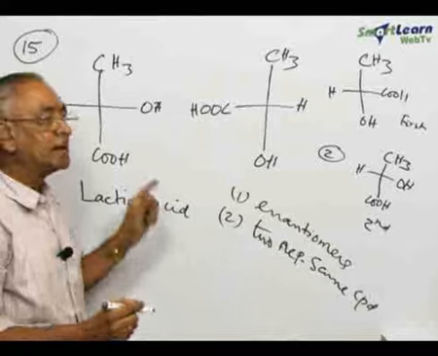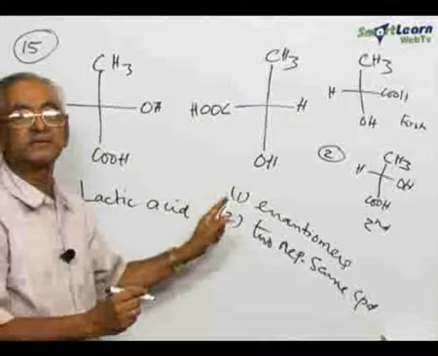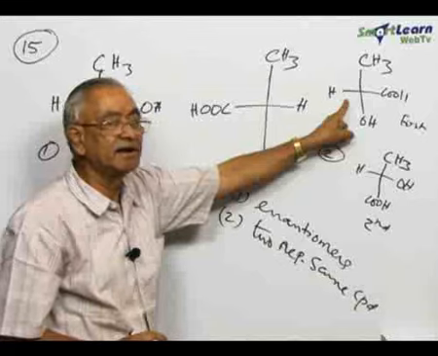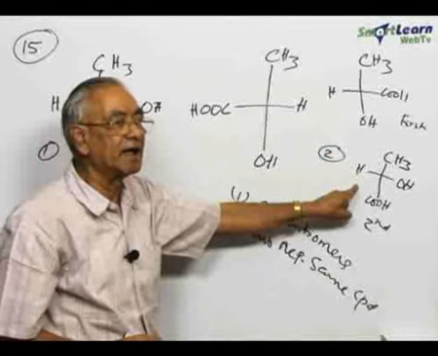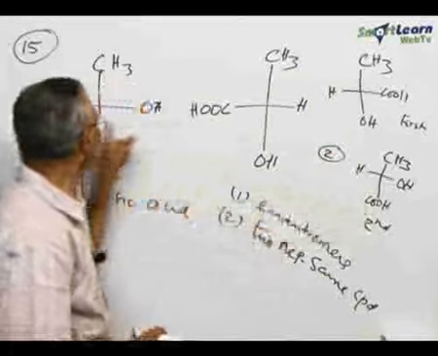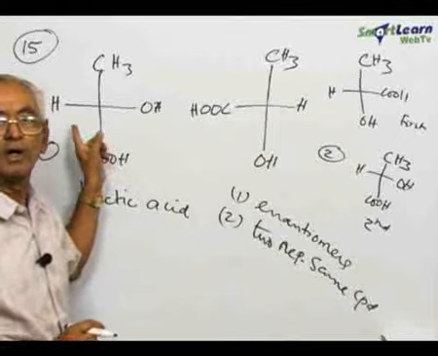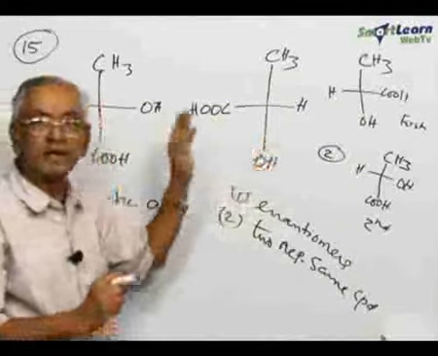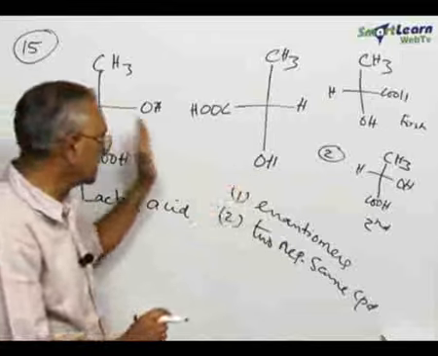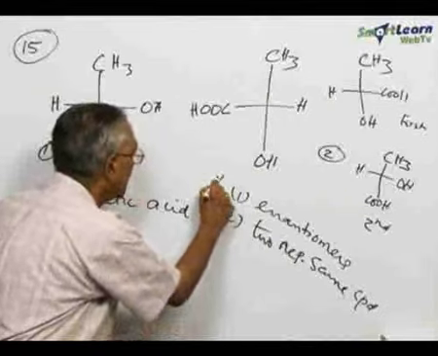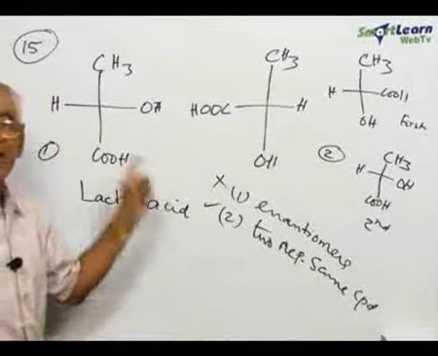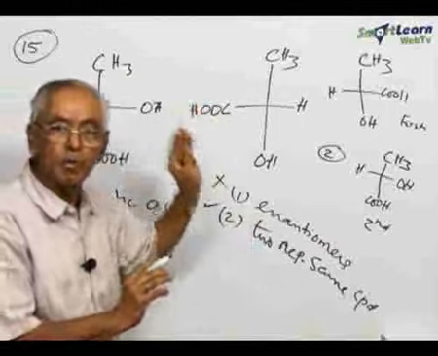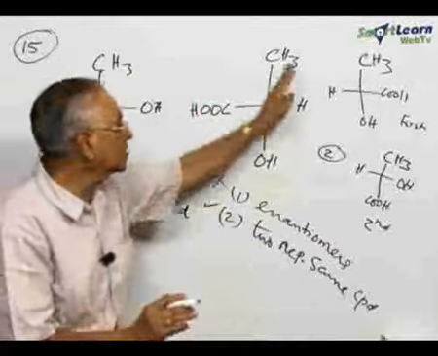Therefore, by making an even number of changes, the two structures become identical. One change we have made here, the second interchange we have made here. After the second interchange, it has become exactly identical with this compound. If the two structures become identical after two interchanges, then they are two representations of the same compound, not enantiomers. If they were enantiomers, it should be by an odd number of changes, either 1 or 3, otherwise it should be 2.